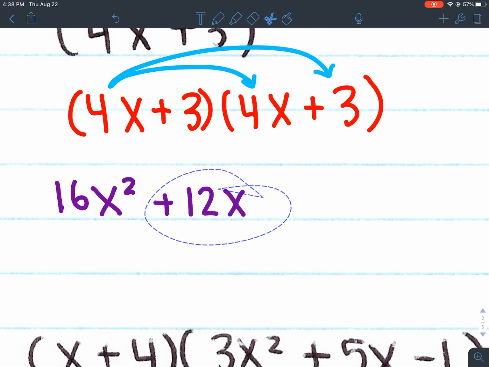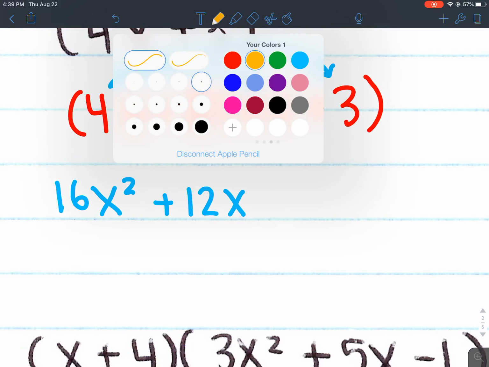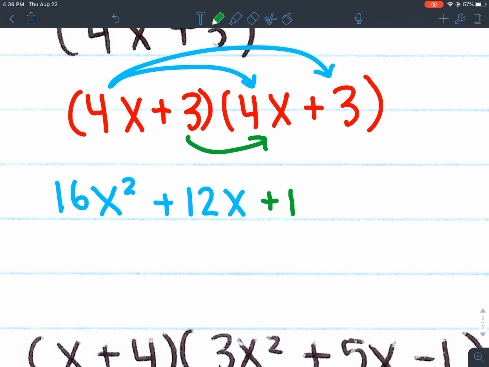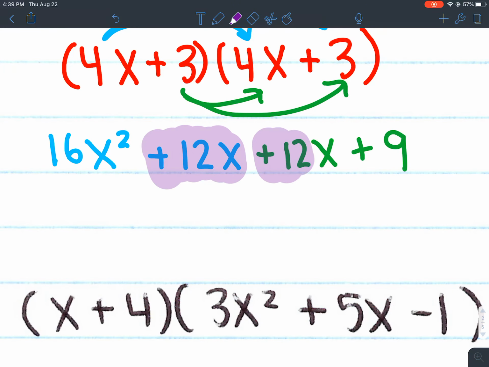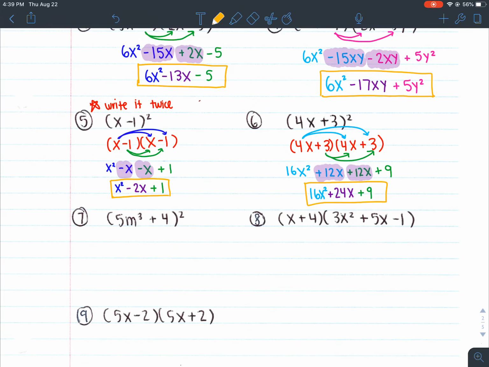Let's do blue. All right, cool. We're back on track now. Green. All right, 3 times 4x is going to be 12x. 3 times 3 is going to be positive 9. All right, again, you're going to look for some like terms. I have some, 12x and 12x. And that's going to give me 24x. Plus 9. Perfect. All right, so that is in the simplest form because I cannot simplify it any further.